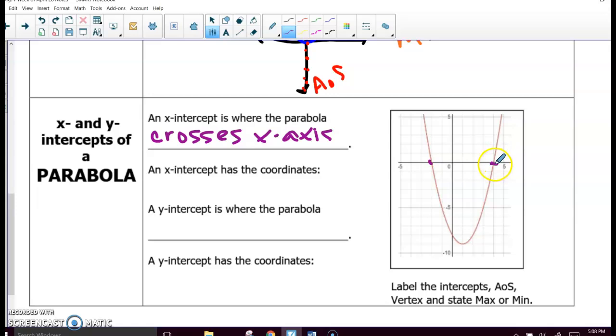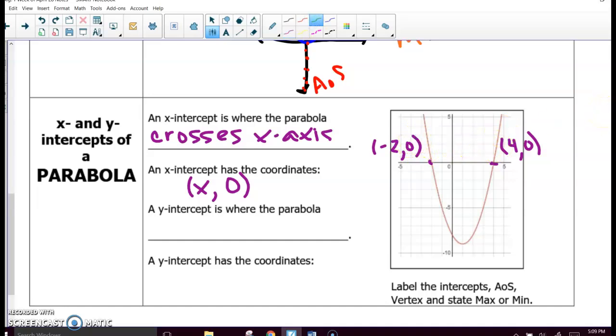The coordinates of the x-intercept on the right, 4, 0. The coordinates of the x-intercept on the left, -2, 0. One thing that's always true about the x-intercepts and the coordinates, the x value is first, my y value is always 0 when I'm talking about my x-intercepts.